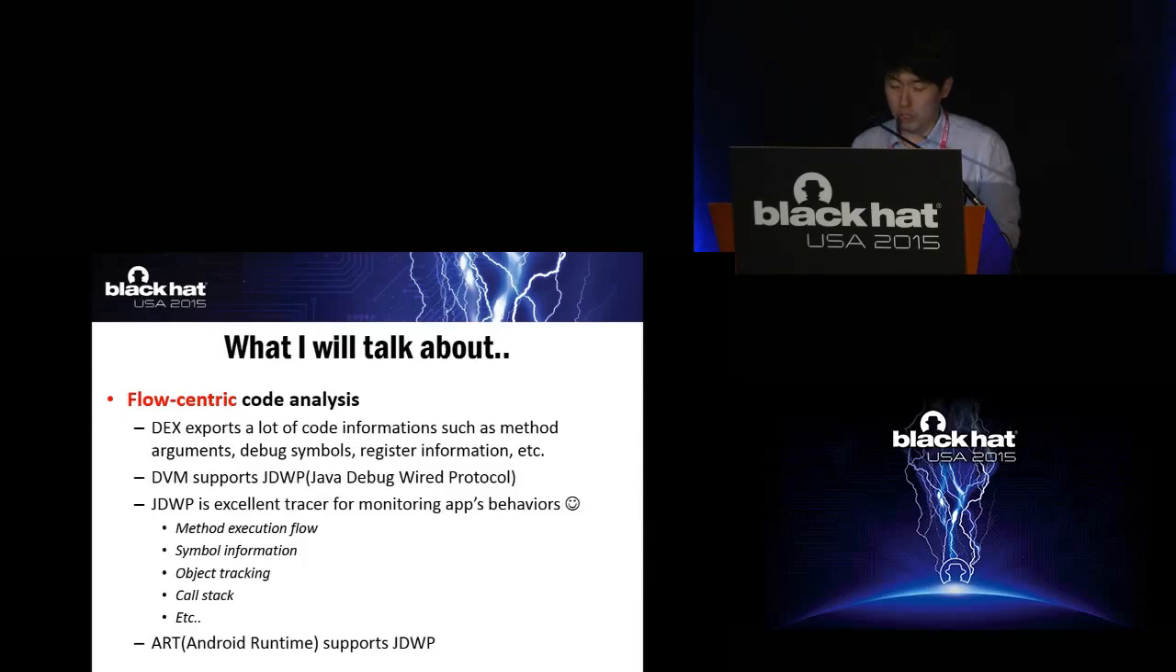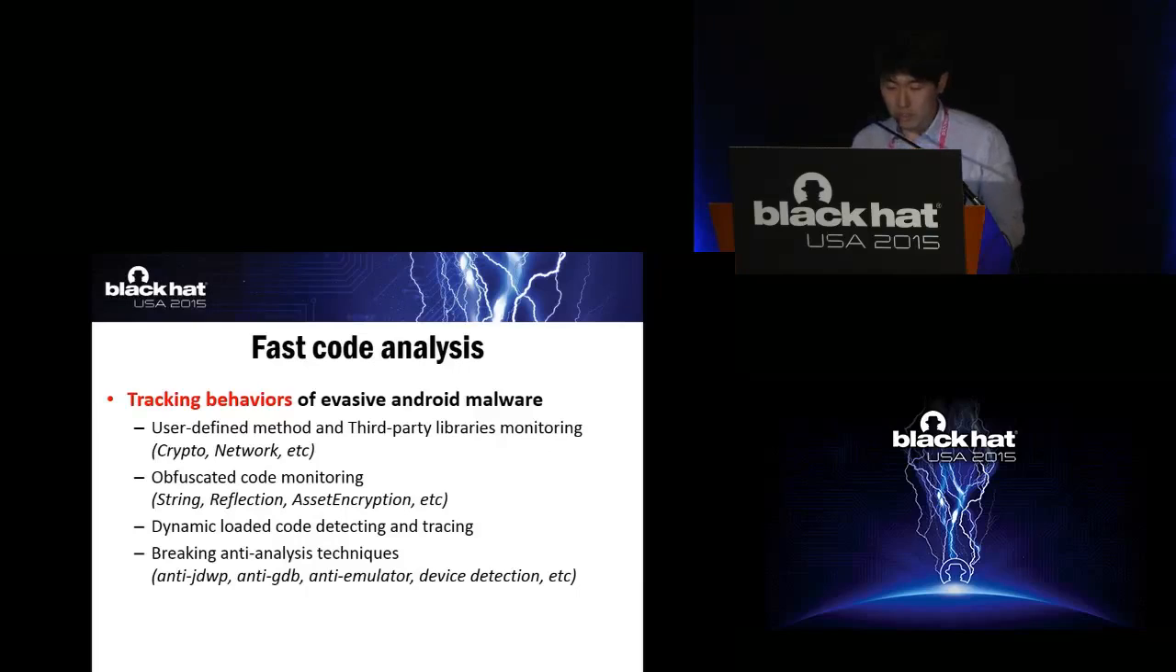For example, the DEX format exports method arguments, class structure, and external method information that is invoked inside the classes of the DEX file. And then DVM supports JDWP. JDWP is the Java Debug Wire Protocol. It is used to debug Android applications. When we implemented flow-centric code analysis as a tool, JDWP was an excellent tracer engine. With JDWP, you can get simple information, track class objects, get the code stack, and get method execution flow. So we can know various details about execution information dynamically, and even Android runtime in Android Lollipop also supports JDWP.